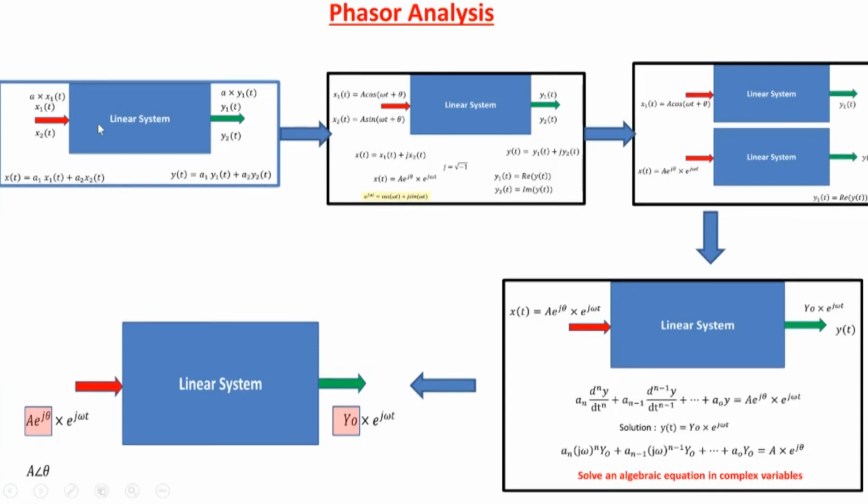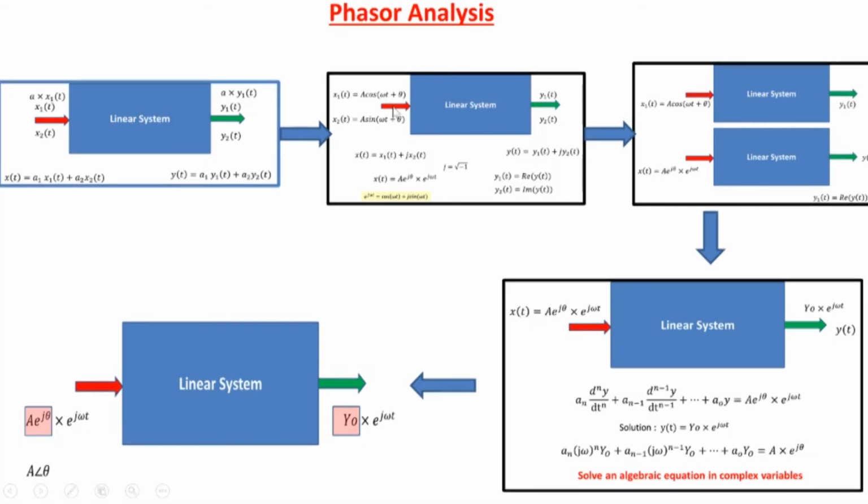We started with a linear system, and we said that a linear system obeys the superposition principle. So if you know the response to x1 as y1 and the response to x2 as y2, then you know the response to a more composite signal a1 x1 plus a2 x2. You can determine it from y1 and y2: a1 y1 plus a2 y2. Then we used that to say, suppose x1 is a cos omega t and x2 is a sin omega t, and we combine them together with an imaginary quantity j here.